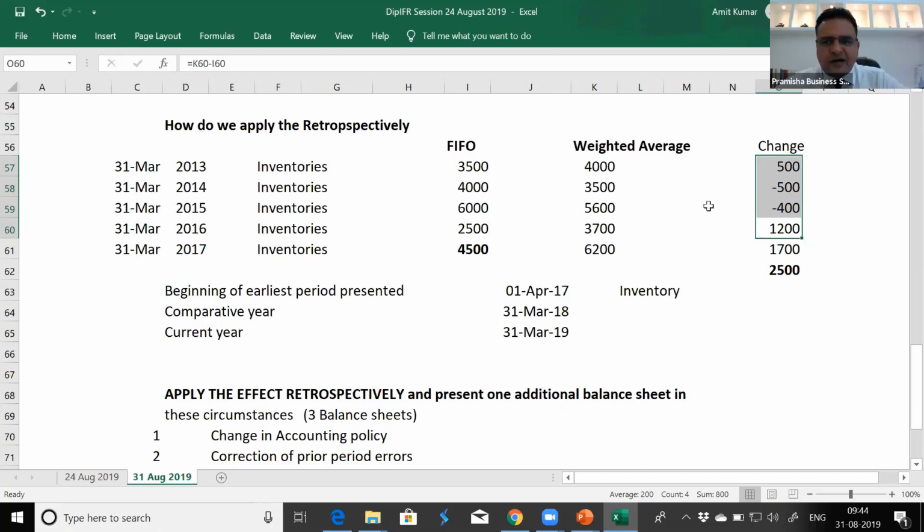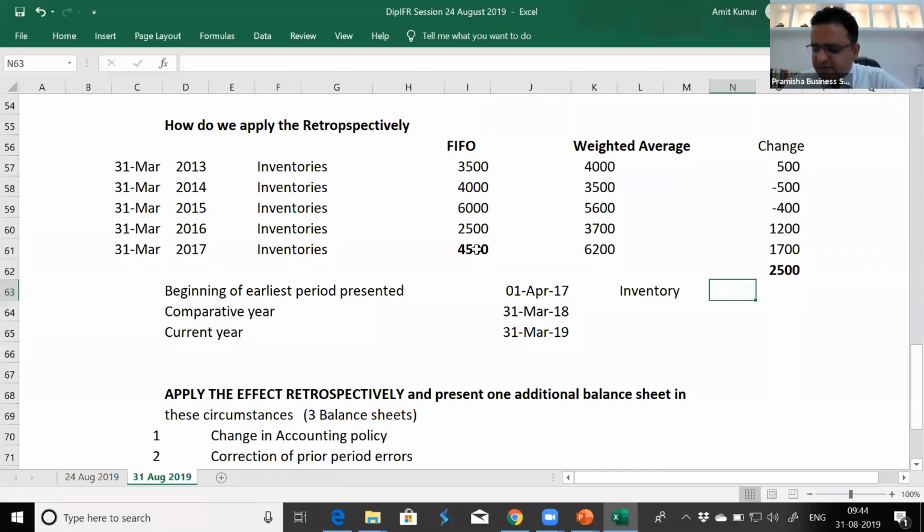So till 31st March 16, the cumulative effect was 800. And when we recalculated on 31st March 17, it turned out to be 1700. Total impact 2500. On recalculation of inventories, these are the changes. So 2500 is the total increase in terms of inventories if we apply the effect retrospectively as if we have been doing since beginning.